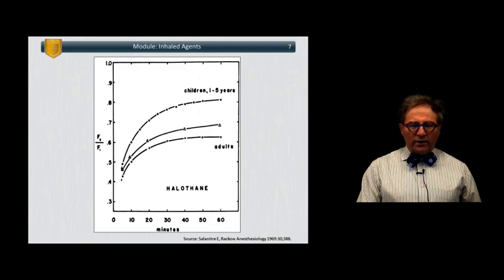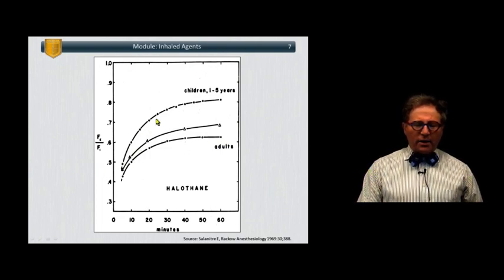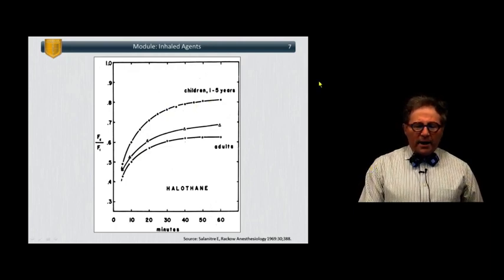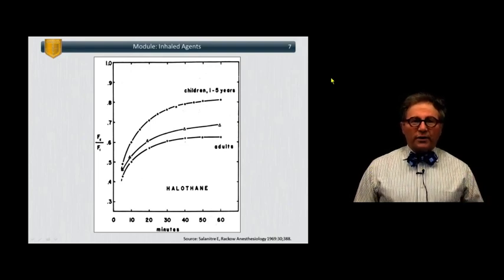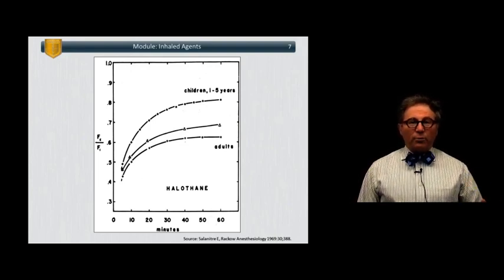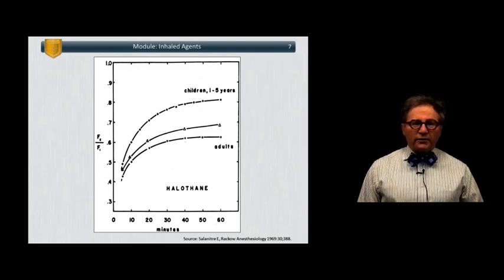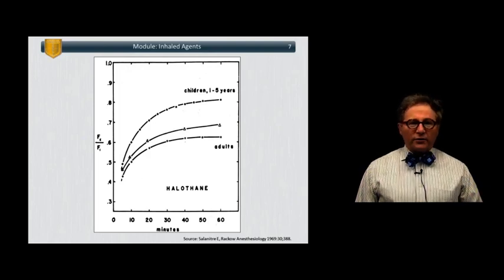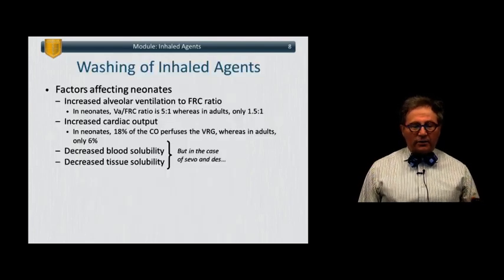And we can see on this classic slide from Salanitre and Rackow that compared to the wash-in of halothane in adults, the wash-in of halothane in young children was about 50% more rapid. This was an interesting observation in that it helped to explain why it is that children appeared to suffer much greater cardiovascular and respiratory depression early on in exposure to anesthesia like halothane than did adults.